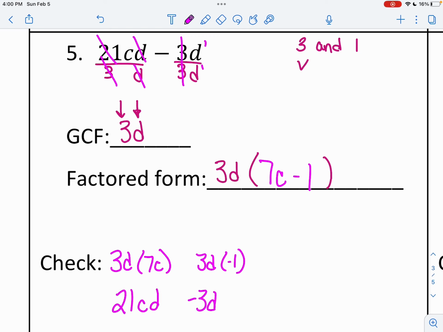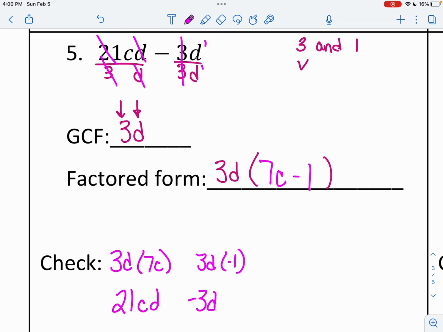So what goes into 1? Well, just 1 and 1, right? So my GCF is a 1 right now, because 1 is the only number I can put down here that they all divide by. You might try to say 5, but 1 doesn't divide by 5.